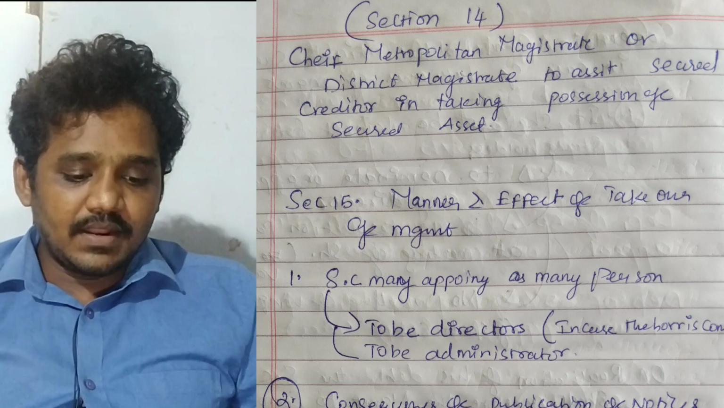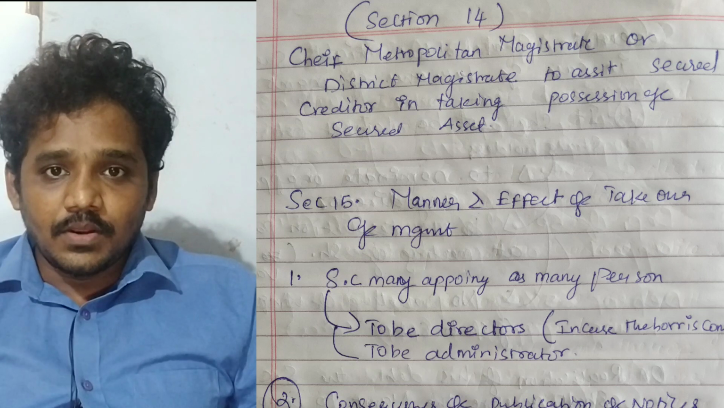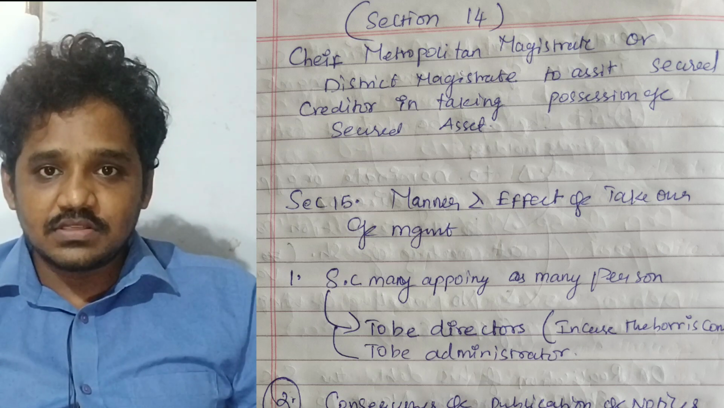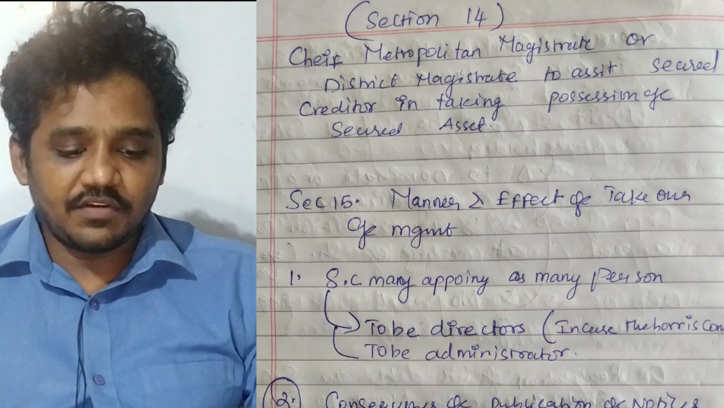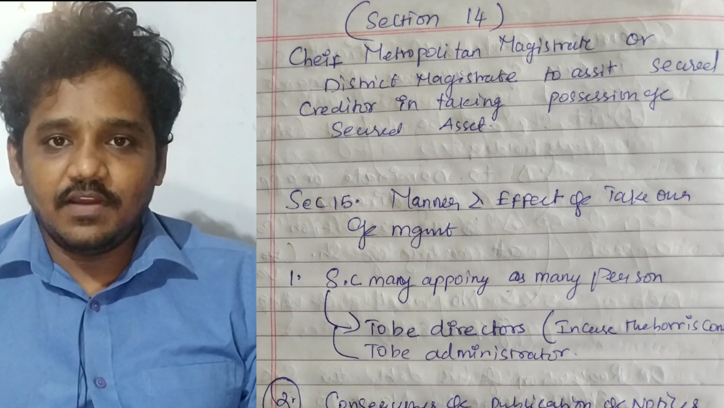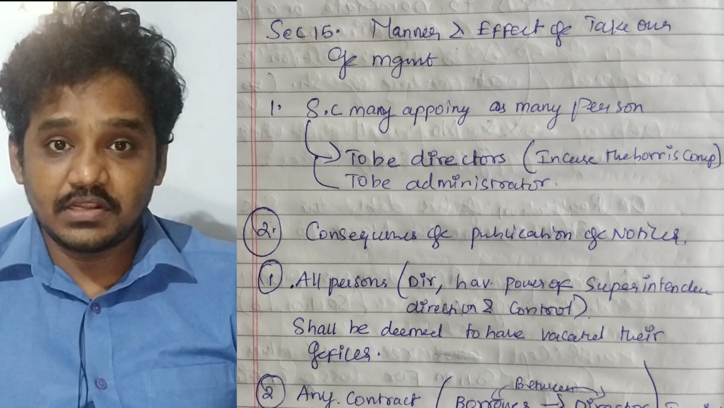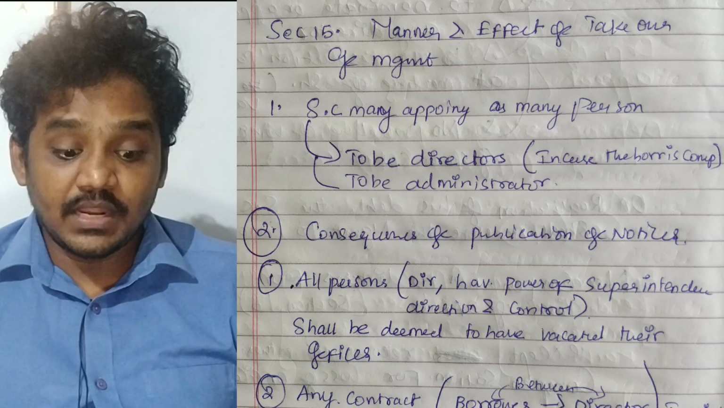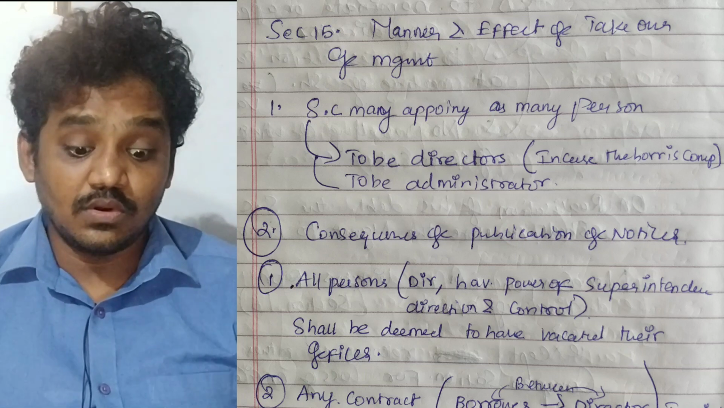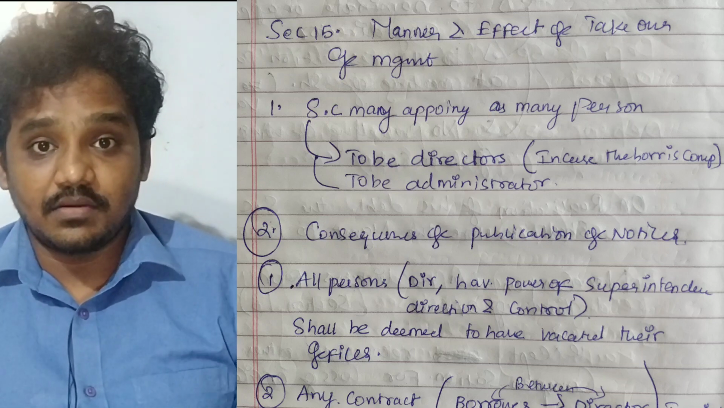Section 15. Manner and effect of takeover of management. In the situation where a company defaults, the security would be the company. In cases where a company defaults on its amount towards banks, the asset reconstruction company will take over the management. In that case, the secured creditors may appoint as many persons as directors and also as administrator for the purpose of efficient functioning, and they will collect money.